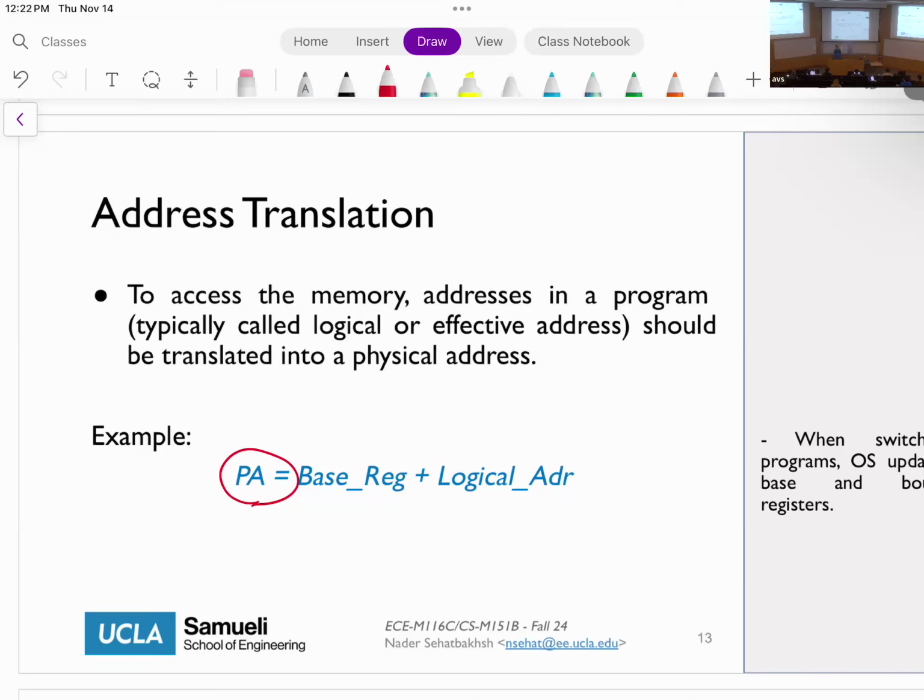Yeah? The question is, can we use logical and virtual address interchangeably? Sort of, yes. I mean, logical, so this is still not virtual. Yeah, maybe not, actually. But logical, you can call it effective address. That's also what's been used in many resources. Okay.